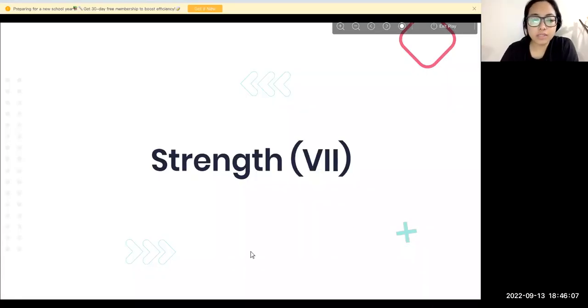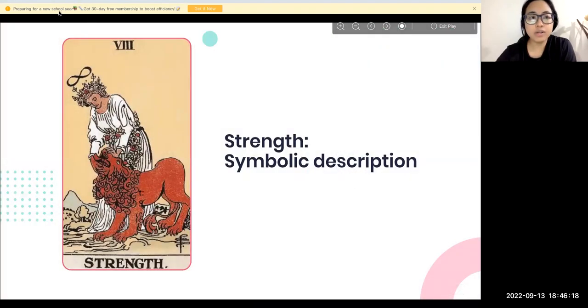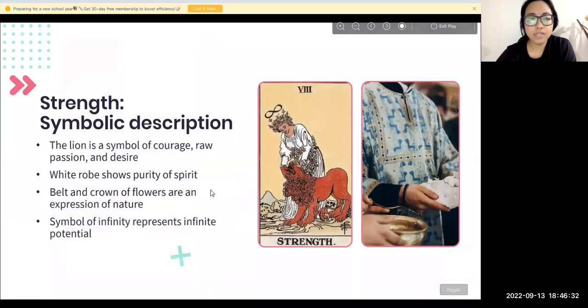Okay. So next, let's move on to the strength card. Now the strength card, let's understand the strength card here. Strength card is the card number 8. And what is the symbol of the strength card saying? Now look here. If you really look at the strength card, you can see there is a lion. So lion is a symbol of courage, raw passion, desire. Okay, so lion signifies courage, desire, your passion.